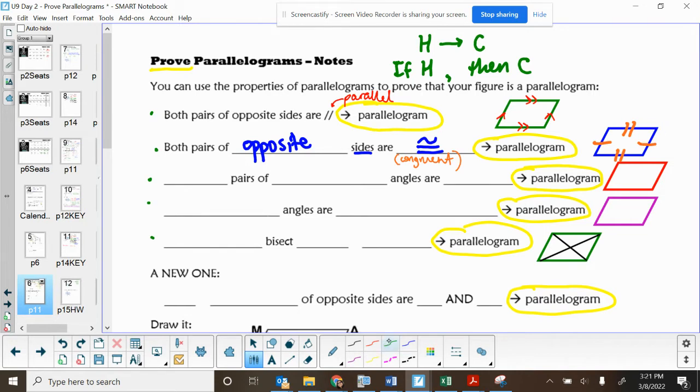Okay, the third property says both pairs of opposite angles are congruent. So I'm going to mark the angles. Remember, this pair is marked in one way and this other pair is marked a different way, like maybe a double arc instead of a single arc.